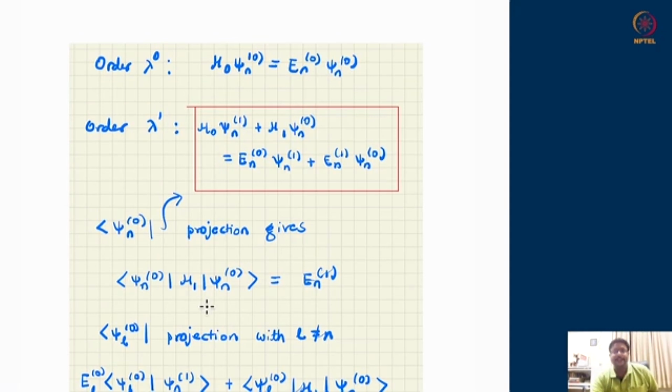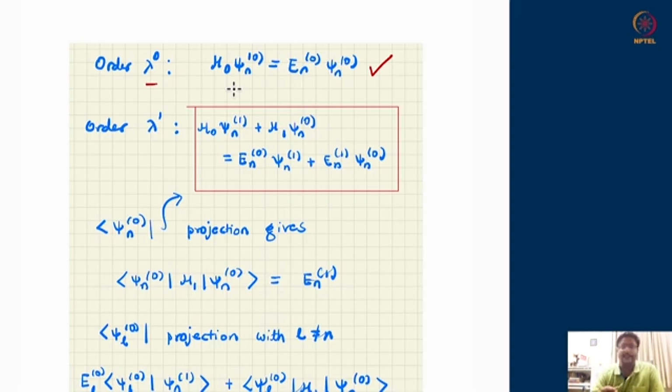If I just collect the terms free of any lambda, which is called order lambda to the power 0, as we saw, only one term was there on the left hand side, H0 acting on psi n0, and on the right hand side I had the unperturbed eigenvalue hitting the unperturbed eigenfunction. So this is the unperturbed equation. Because perturbation comes with a lambda, it is reasonable to expect that if no trace of lambda is considered, then there should not be any change.